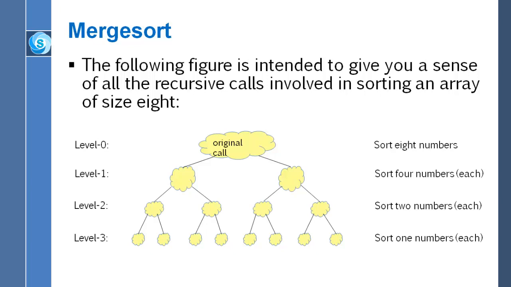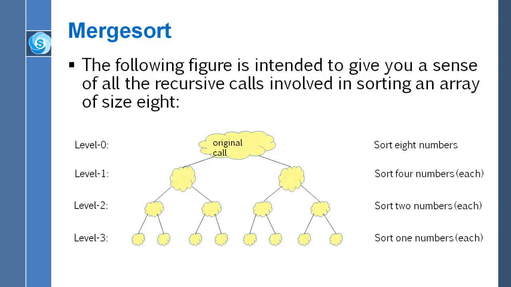Level 3 consists of 8 trivial subproblems. And I think you know why I'm saying they're trivial. Each of those subproblems is the problem of sorting an array of size 1. Well, if you have a subarray of size 1, there's only one number. It's already sorted, so it's trivial. So there's really no work to be done at level 3. The problem is solved as soon as it's stated, I guess.